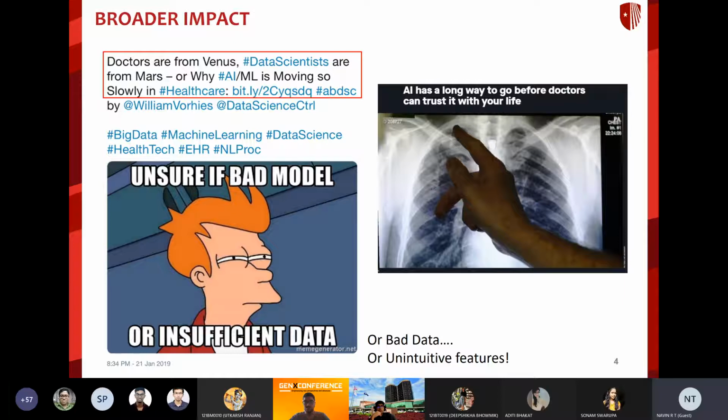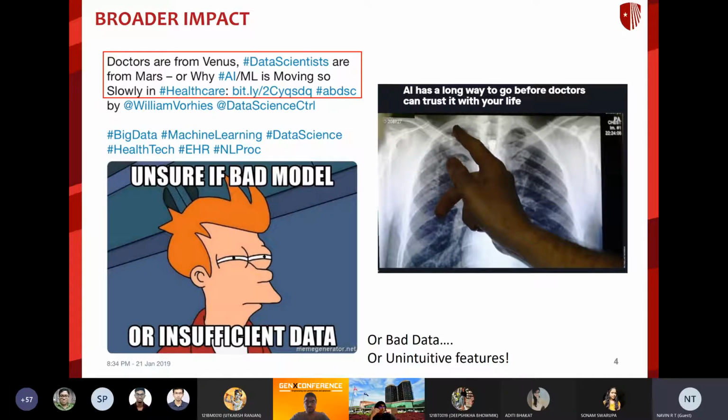So this was an article in Data Science Central from a couple of years ago. It shows the huge gap between the current state of machine learning research and its clinical acceptance. From proof of concept to production, there's a huge gap. Now, why is that the case? Now, in this talk, I'll be focusing on some of our efforts towards bridging this gap.